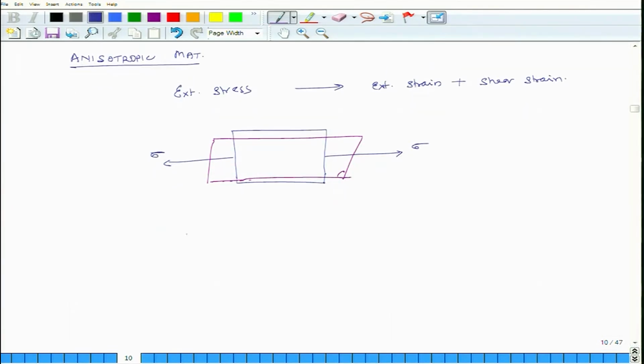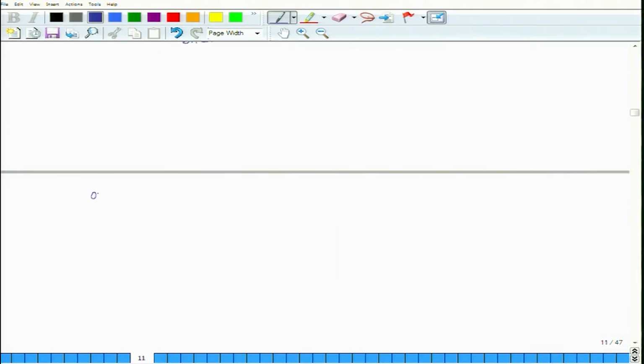And if I apply a pure shear stress, what does it do? It also generates extensional strain plus shear strain. So these are anisotropic materials. Then we have orthotropic materials. This is the third case.